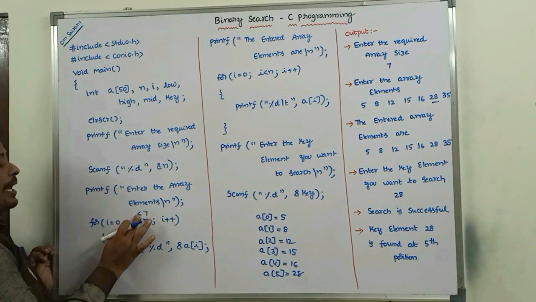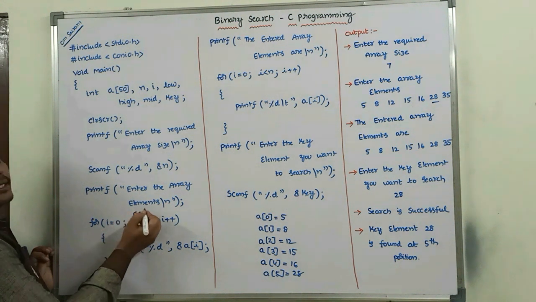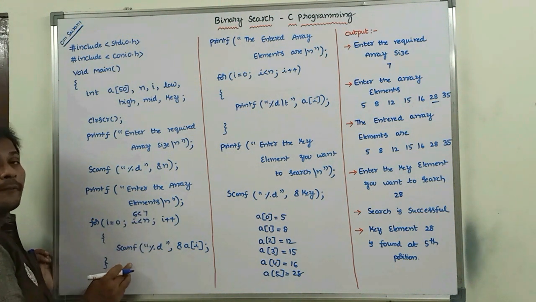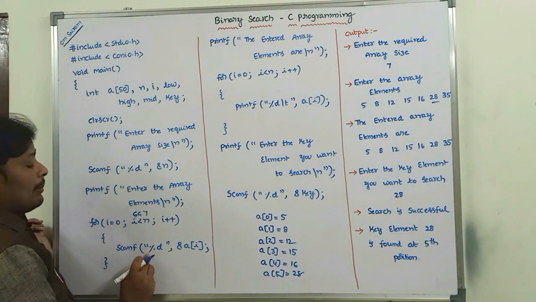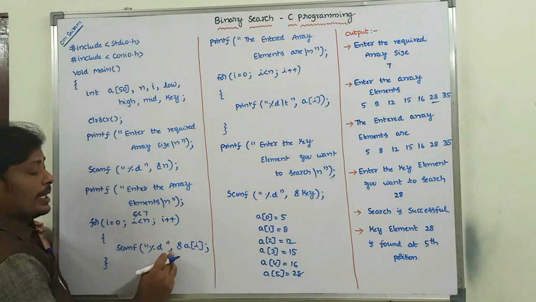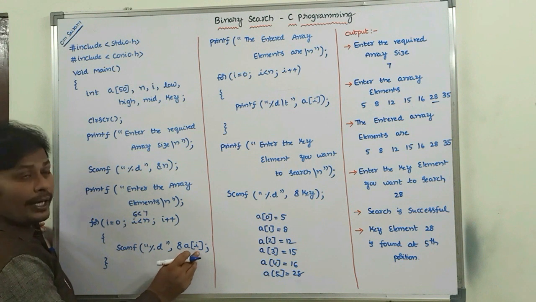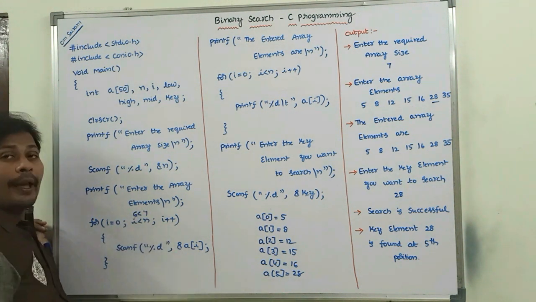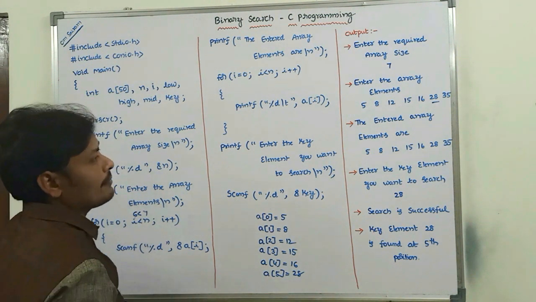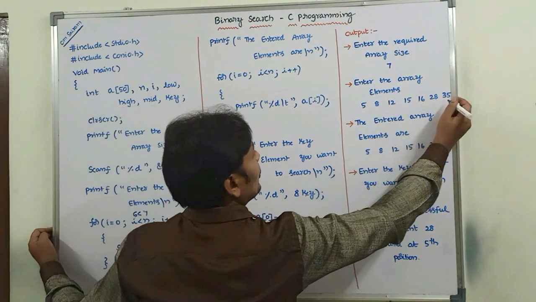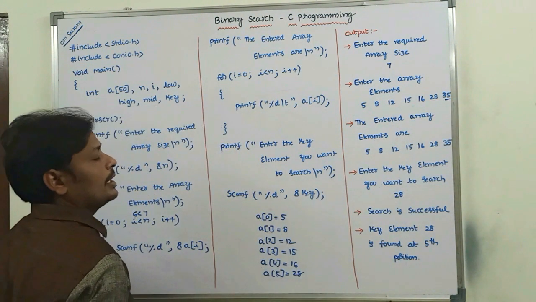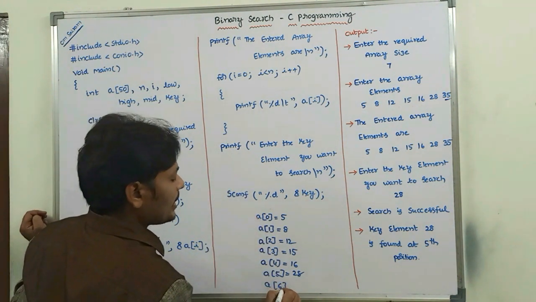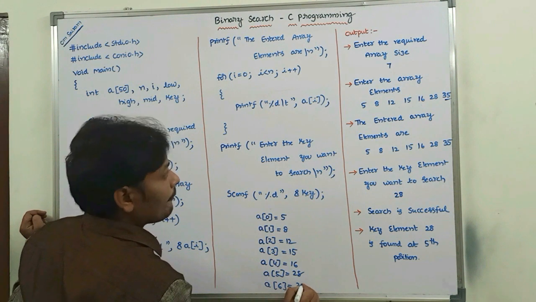Now i is 6. 6 less than 7, condition true. The control goes to the body of the for loop. scanf("%d", &a[i]), where the i value is 6. So that means &a[6]. The a[6] value is read from the keyboard by using the scanf function. Its value is 35. So a[6] is equal to 35.